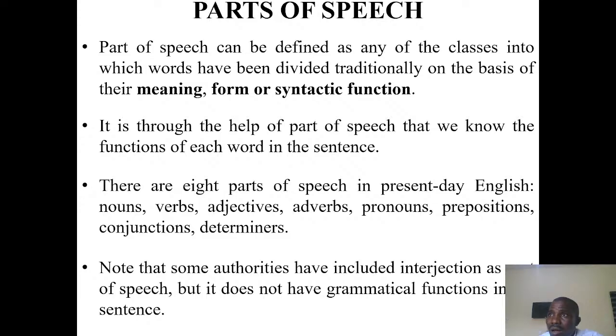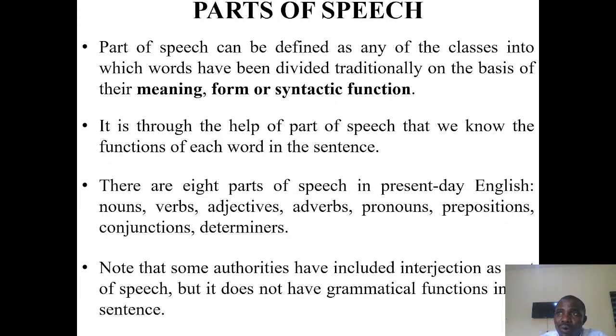Nouns may have the same meaning. Verbs may be performing action words. Adjectives may be performing modification, modifying nouns. Adverbs may be modifying verbs, adjectives, and other adverbs, among others. Then, in terms of syntactic functions, it is within a sentence.